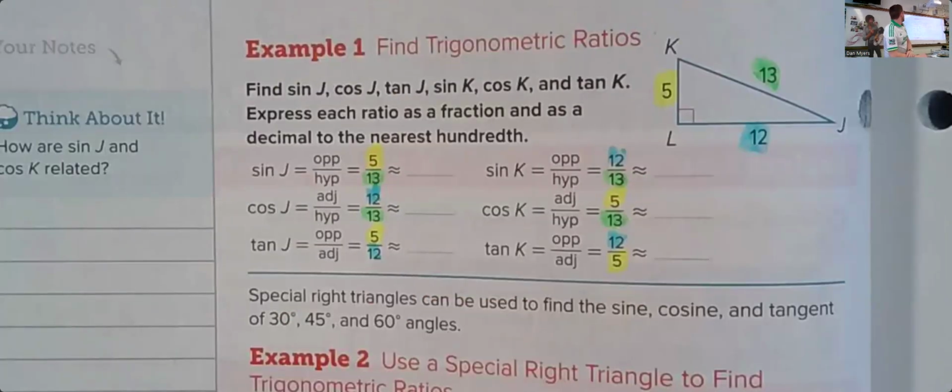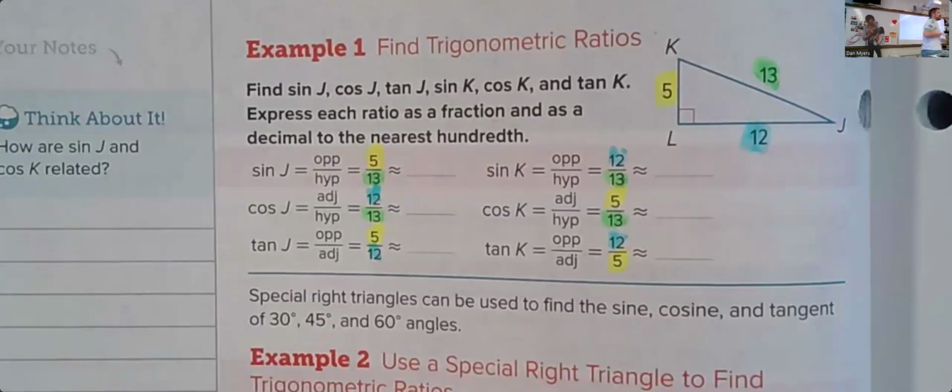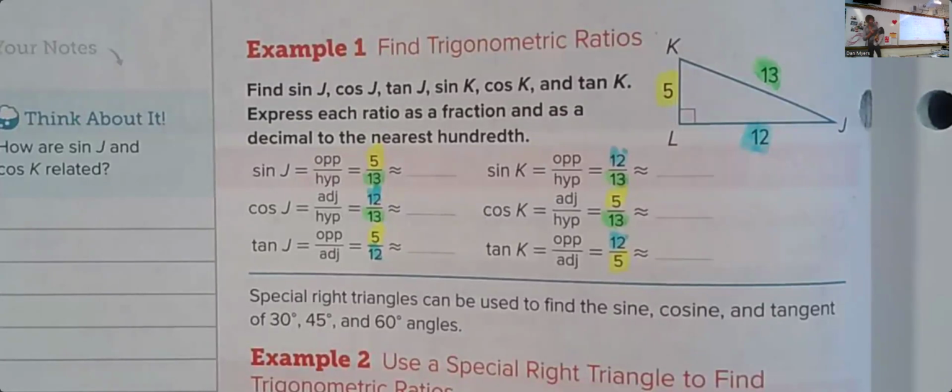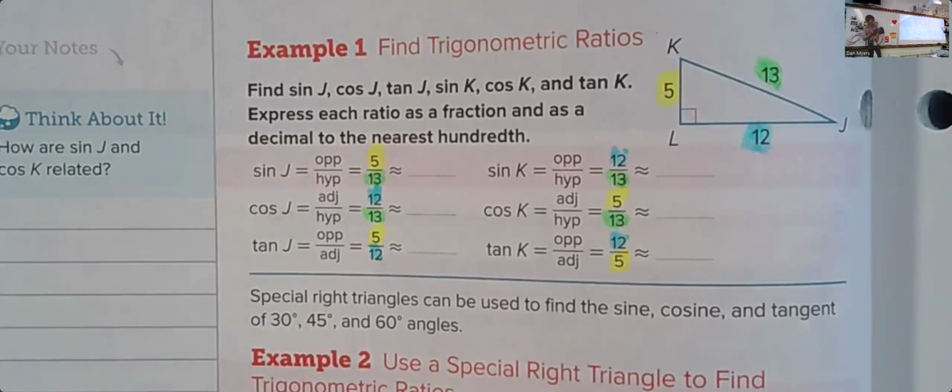Okay, so if you look at the sine of angle J, this is where we're going to do some practice. Sine is always opposite length over the hypotenuse. Anytime you see a letter, that is the angle you're looking for in the triangle. So start at angle J. Across from it, opposite, that's the 5 over the hypotenuse, which is 13. 5/13 is the ratio for the sine of angle J.